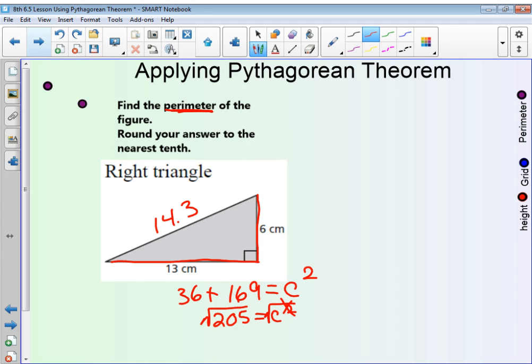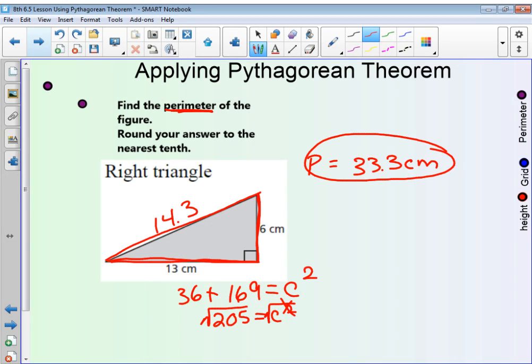So now perimeter, we know how to do perimeter. It's your distance around the outside. So I've got 13 plus 6 plus 14.3. And I'm just going to go ahead and add those together. So 14.3 plus 6 is going to give me 20.3, plus 13 is going to give me 33.3. Units was centimeters. So that's my perimeter. Okay, so there's finding the perimeter by going through to find that missing side using Pythagorean Theorem.